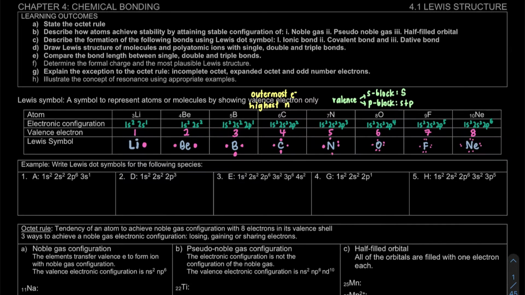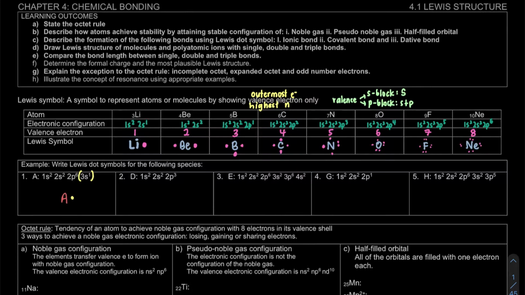Okay, so let us look at the examples. It says write the Lewis dot symbol for the following species. So for species A, this is the electronic configuration. First we look at the valence electrons, which is our highest n. Where is our highest n? Here, 3s1. So how many valence electrons? Here the valence is only 1. So how to write the symbol? A, then we draw one dot.